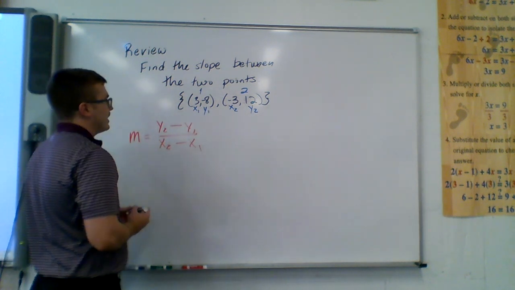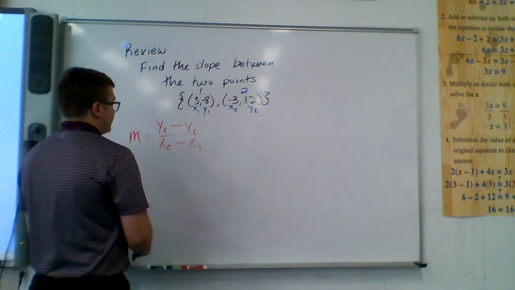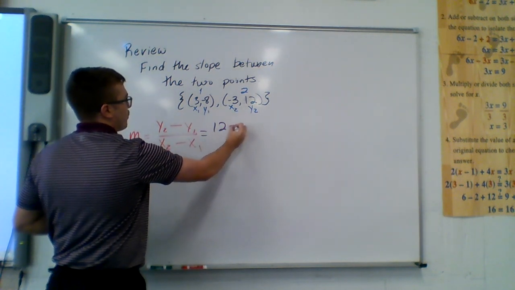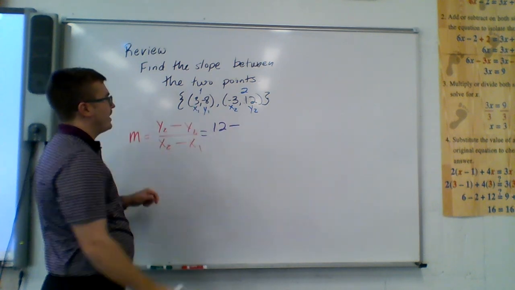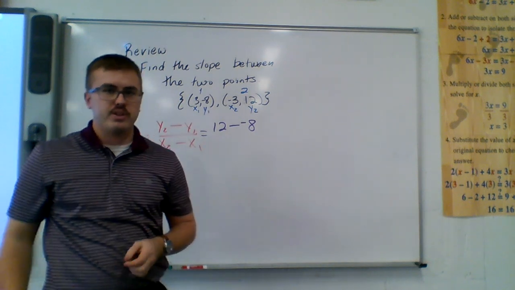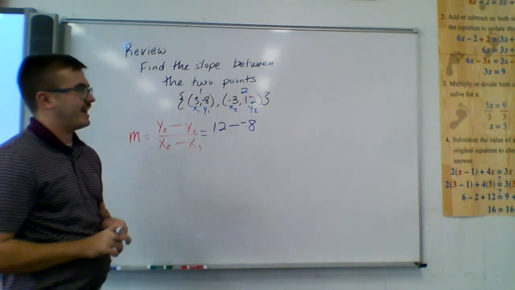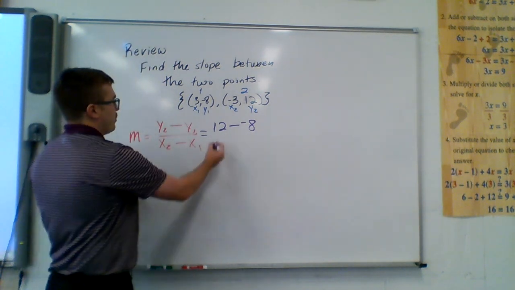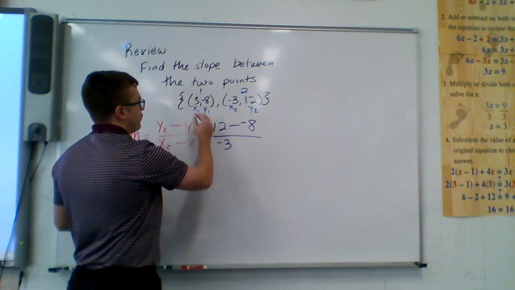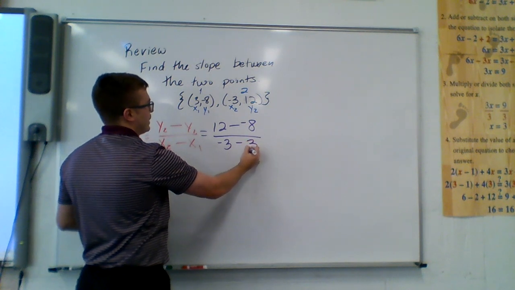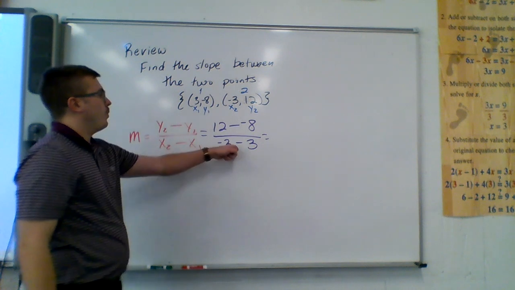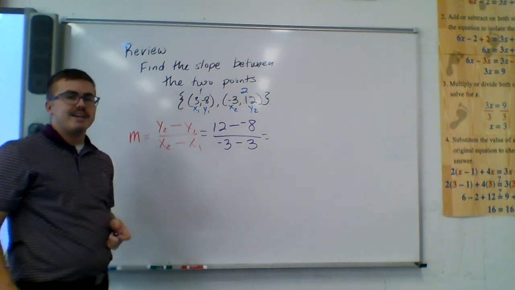So now if I plug in my numbers, my y2 value is 12. 12 minus my y1, which is -8. You're going to have to be very, very careful with your positives and negatives when you're looking at slope. On the bottom, second x value is -3. First x value is 3, so -3 minus 3. Both the top and the bottom have minuses on them.